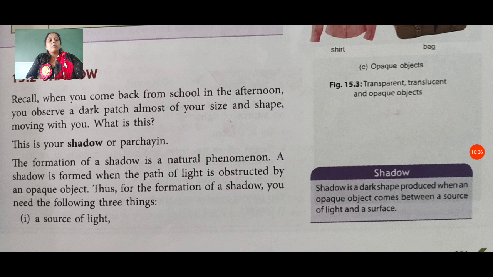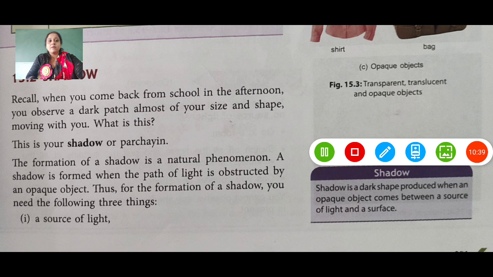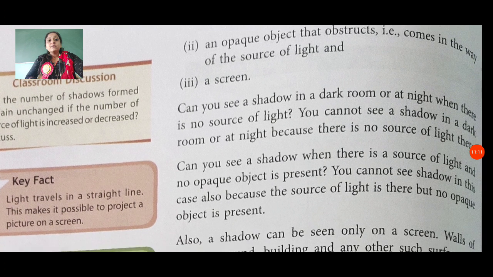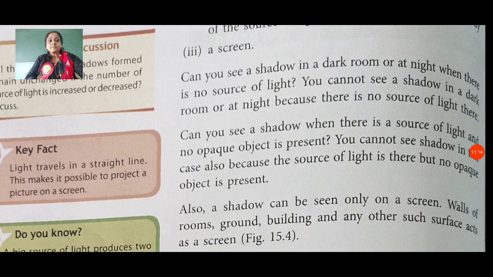Now we look at the other things we have in our text. Second, an opaque object that obstructs, that is, comes in the way of the source of light. And third, a screen. These three things we need if we want to form a shadow. Can you see a shadow in a dark room or at night when there is no source of light? You cannot see a shadow in a dark room or at night because there is no source of light available there.